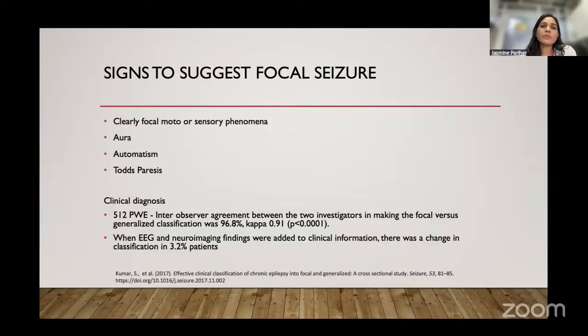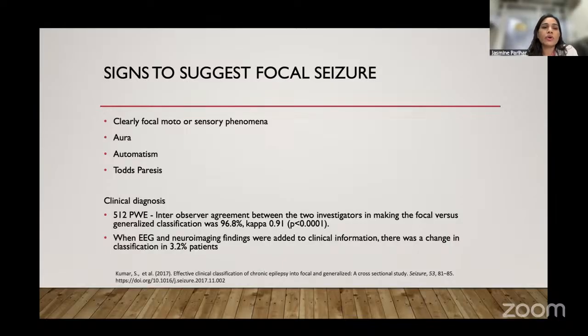So what are the very clear predictors that say that this seizure is a focal seizure? If the patient has clear focal motor or sensory phenomena, like "I'm having tingling in the right hand when my seizure is starting," so I have a clear sensory phenomena, or the relative says that he saw the patient having left upper limb movement to start with, and then the whole of the seizure progress. So you know that it is a focal motor seizure.